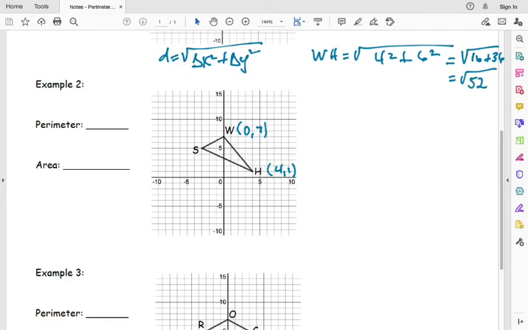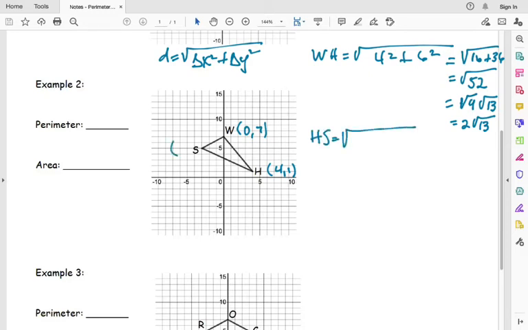And that's an exact answer that can simplify. We can take the square root of 4 times the square root of 13, which would give us 52, which would simplify this to be 2 square root of 13. All right, now let's find the length of HS.